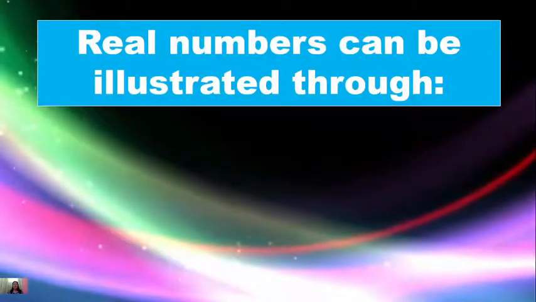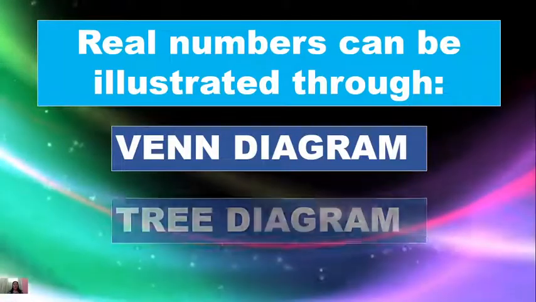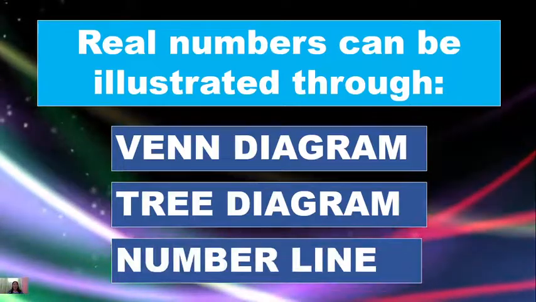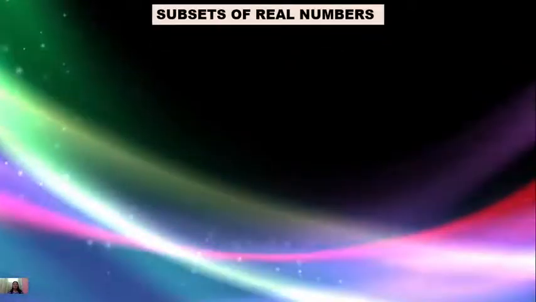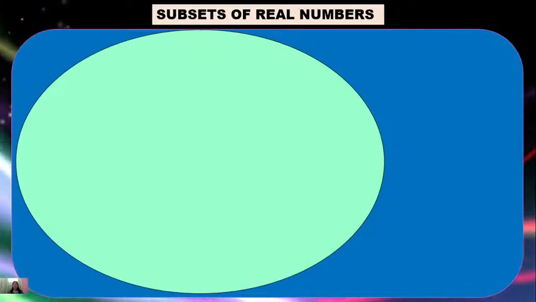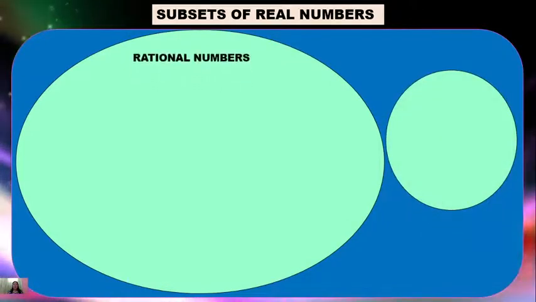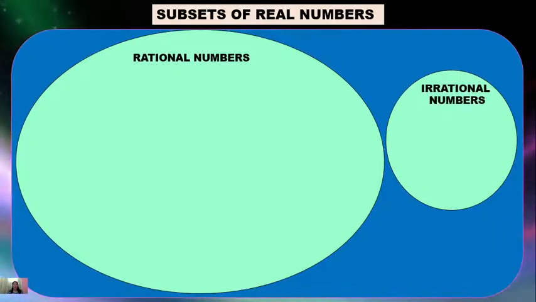Okay, real numbers can be illustrated through Venn diagram, tree diagram, and number line. So we will start with subsets of real numbers using Venn diagram. Okay, so there are two subsets of real numbers. We have rational number and we have irrational number.